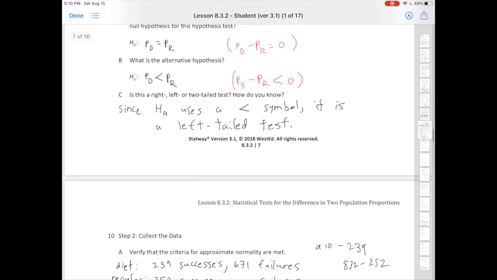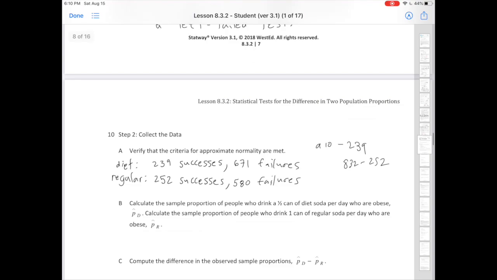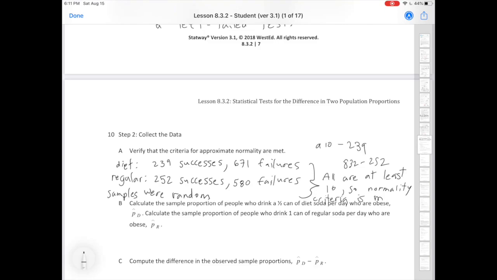And were the samples random? Let's make sure. It says a random sample, right? There's the word random sample. So yes, we need to write that too. Samples were random, we had two of them. And these all are at least 10. So the normality criteria is met.